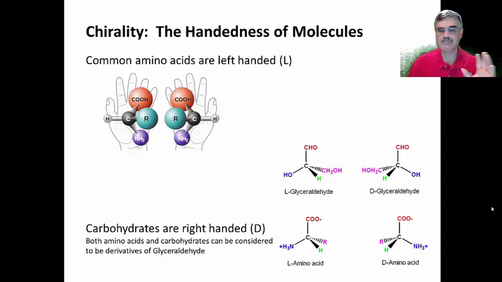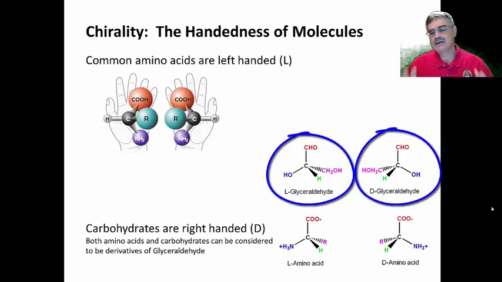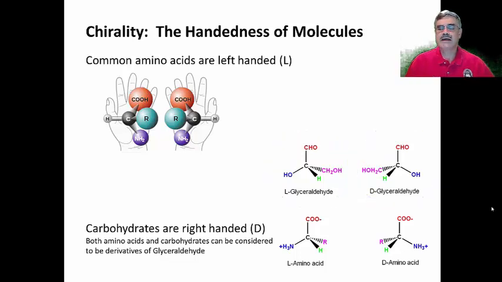They are left-handed molecules. Now, in the bottom right, I show a few other molecules. I show something called L-glyceraldehyde and D-glyceraldehyde. Now again, this is chemistry, so don't get too freaked out about it. But L-glyceraldehyde and D-glyceraldehyde can be considered to be the parent molecules. That is, L-glyceraldehyde is a left-handed molecule. And we can consider all of the amino acids to be made from or derived from L-glyceraldehyde. Okay?